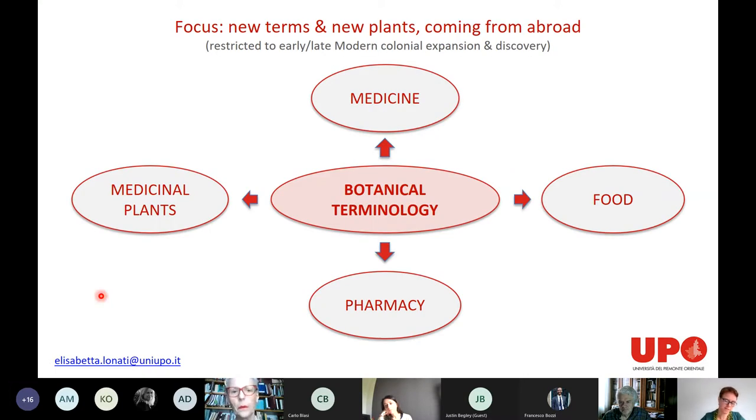As regards botanical terminology in this study, we include medicine. It traces back to medicine, which is a very broad domain at the time, not so specialized as nowadays we perceive and know it. Pharmacy, including botanical plants used to prepare cures and medicines. Medicinal plants in general used as such, with particular medical uses, but known as simples, so without any particular preparation, and also food, and in particular those aromatic plants that were found around the world.